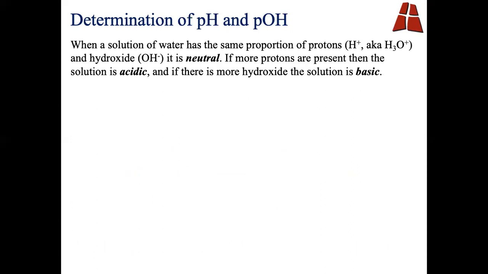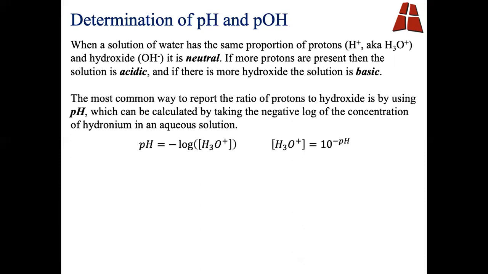If the amount of protons and hydroxide are equal in our solution, then that is neutral. If we have more protons present, we identify the solution as acidic. If we have more hydroxide present, it is basic. And how we generally have a shorthand way of identifying whether a solution has more protons or more hydroxide is pH.